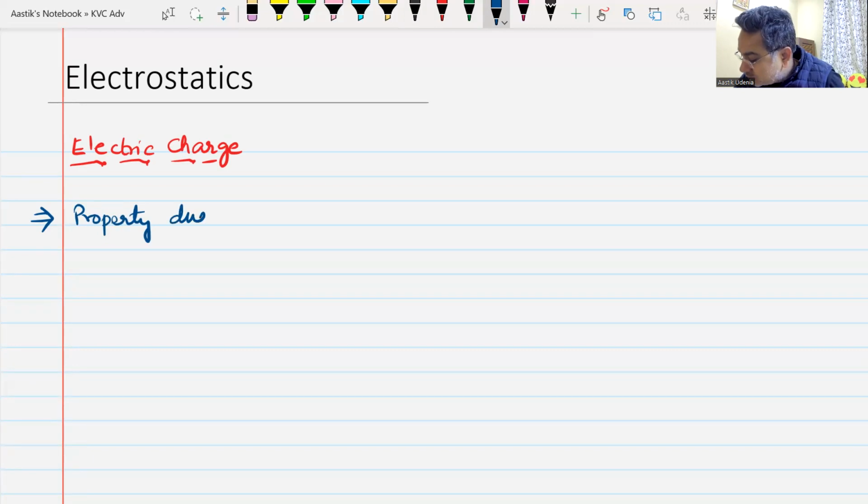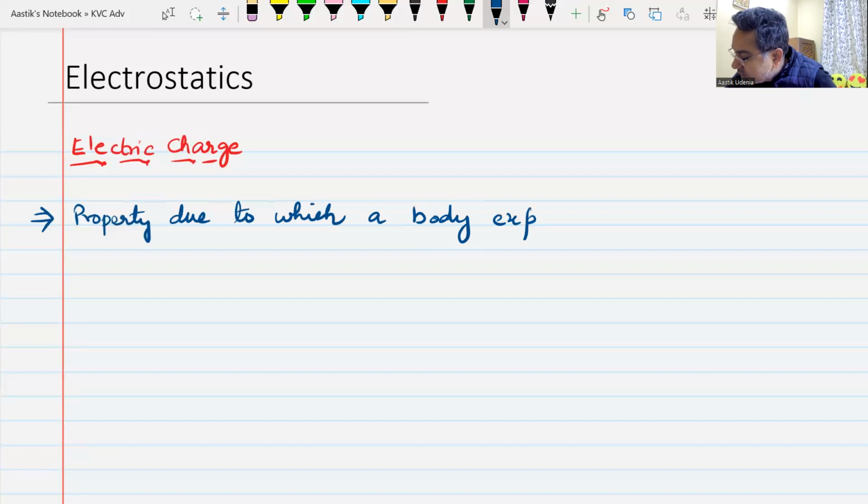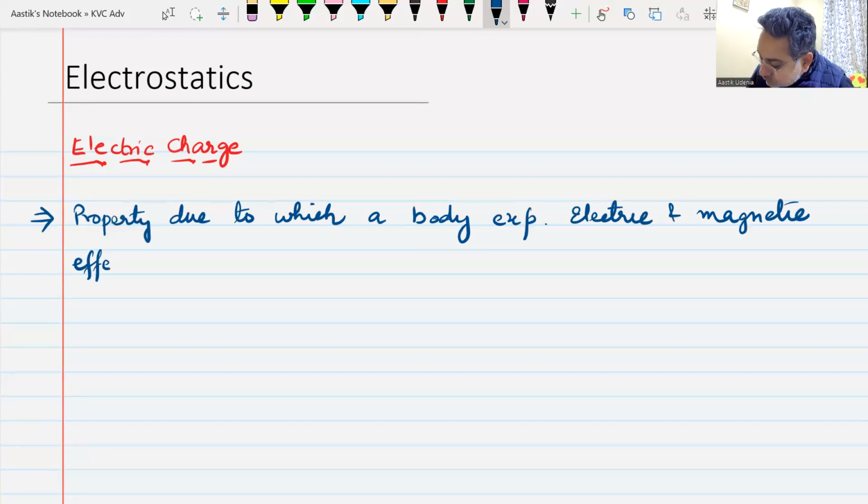So, it's a property due to which a body experiences electric and magnetic effects. Electric and magnetic effects, a property by virtue of which a body experiences electric or magnetic effects.